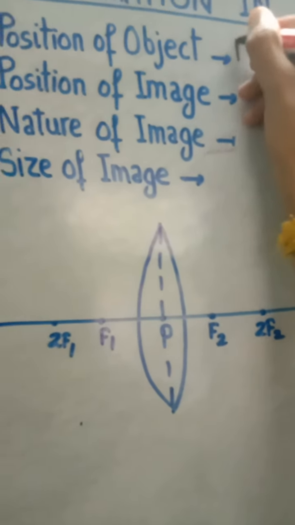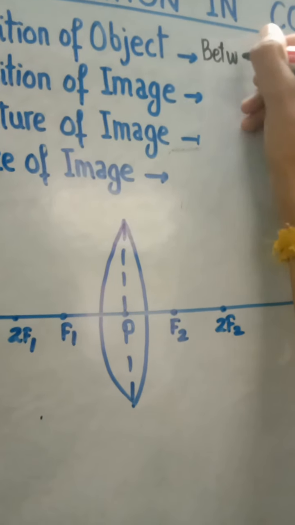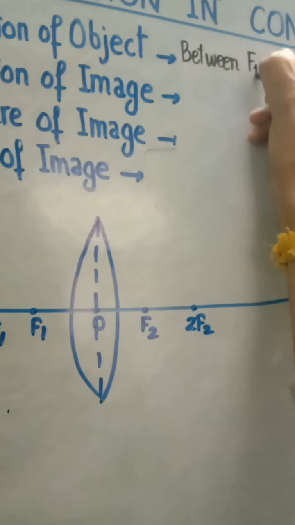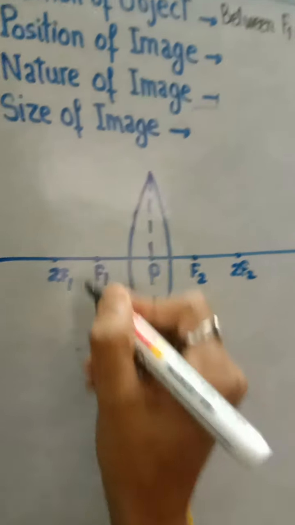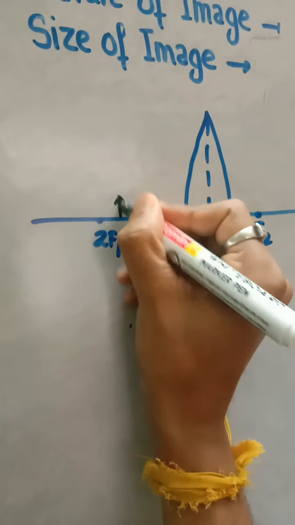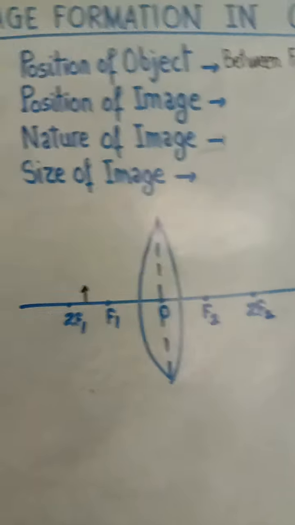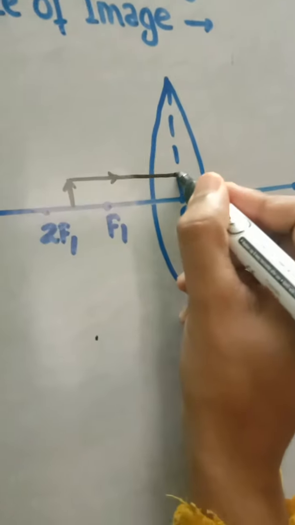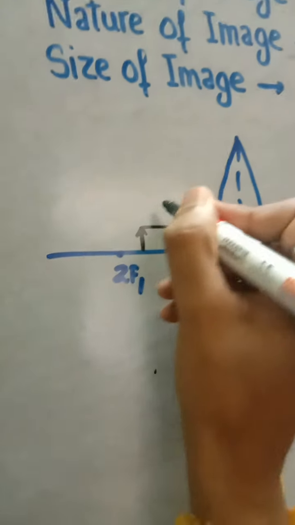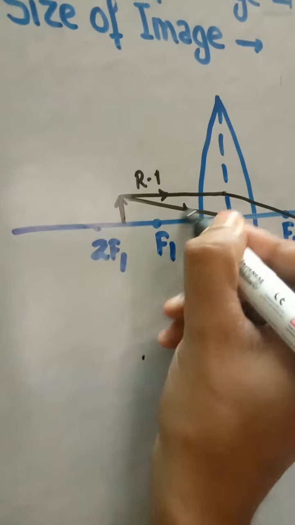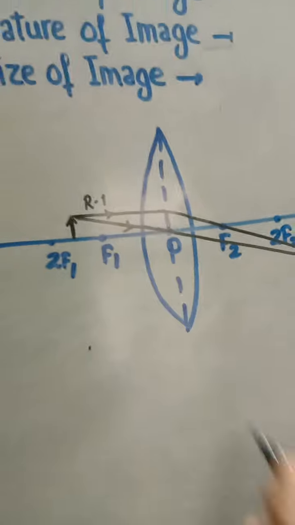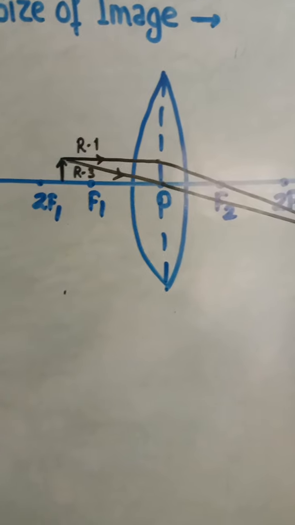So now the object is placed between f1 and twice f1. Somewhere here. So if you use the rules, let's start with rule 1 itself. Parallel to the principal axis, it goes away. So this is rule 1. Go for rule 3. Going through the optical center, it will meet somewhere here.